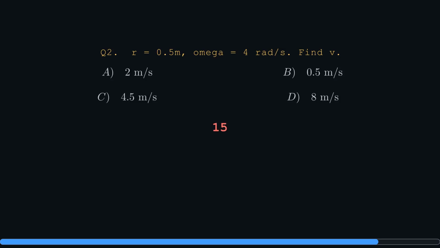Question 2. A point is 0.5 meters from the center of a disk spinning at 4 radians per second. What is its linear velocity? The answer is A, 2 meters per second.